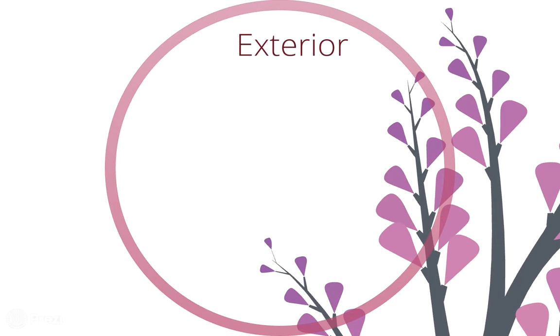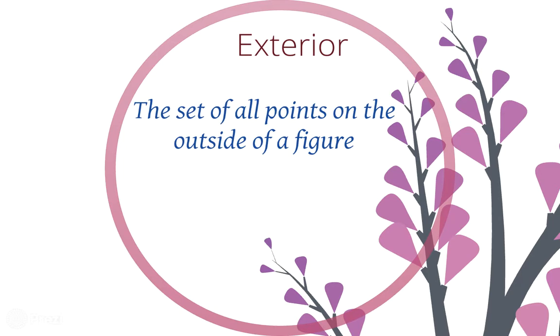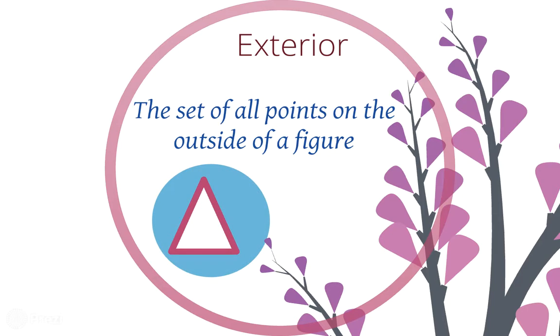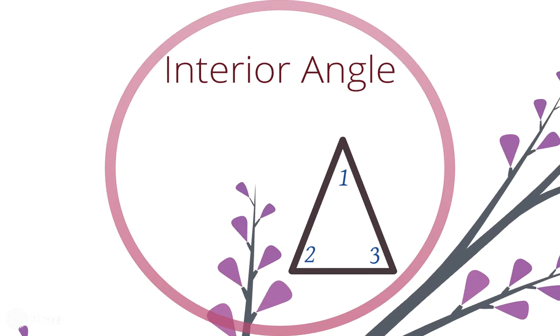Okay, now the exterior. What do you think is the exterior of a triangle? You guys are too cool for school. It is all the set of points outside of a figure. So if we have a triangle, it's everything outside the triangle, around the triangle. So those are the exterior parts of the triangle. Okay, so we have interior angles and exterior angles, which is pretty much what we just talked about.